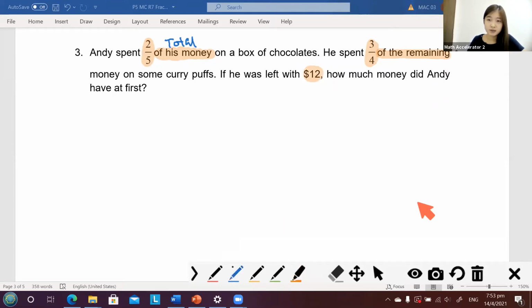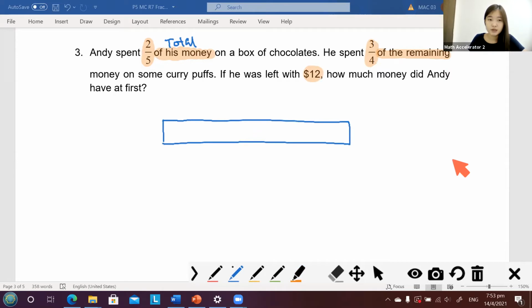So first step, draw your model. So this is all of his money. He spends 2/5 of his money. So if this fraction belongs to his total, we must be cutting the total into 5 units. 2 out of the 5 is for chocolates. So we would see CH for chocolate.